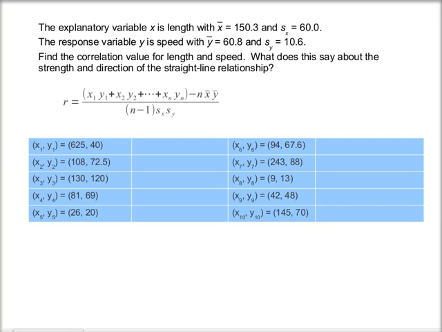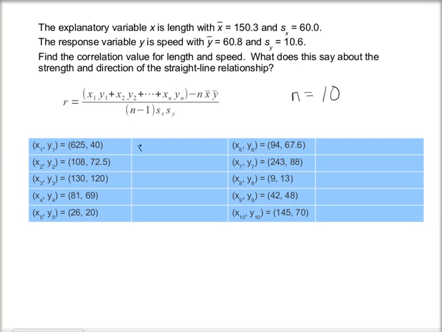So here is my formula for my correlation value R. I've already got my mean values x bar and y bar and my standard deviations sx and sy. So I need to find what n is and then what the products of all my x and y values are. n is the number of observations I have, which is the number of animals in my chart, and that is equal to 10. Now let's go ahead and fill in this table to find the products we need on the top here.